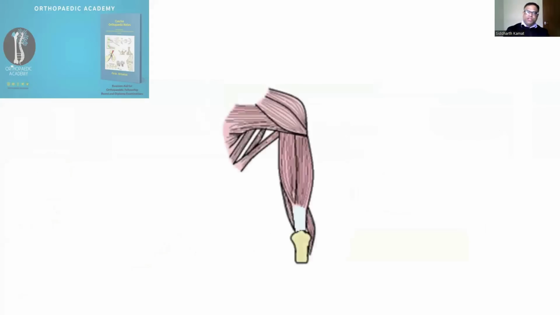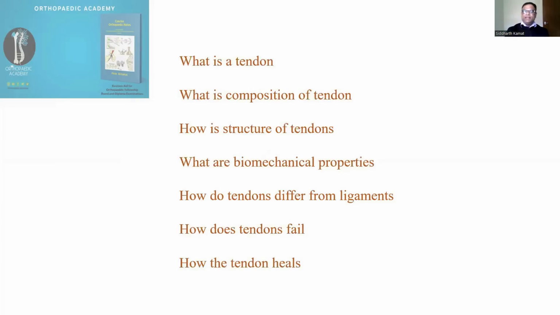Look at this illustration. You can see a dissected arm specimen. The point of interest here is the triceps tendon. The questions that can arise in this session are, what is a tendon? A tendon is a structure that connects muscle to the bone. It has the functions of creating movement and maintenance of posture.